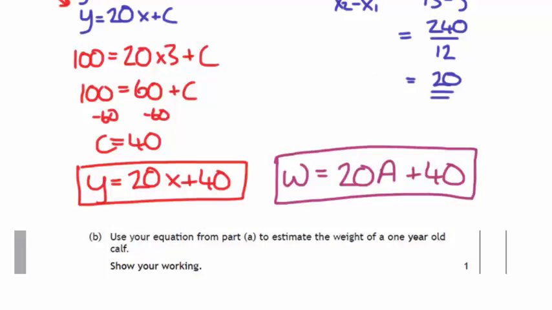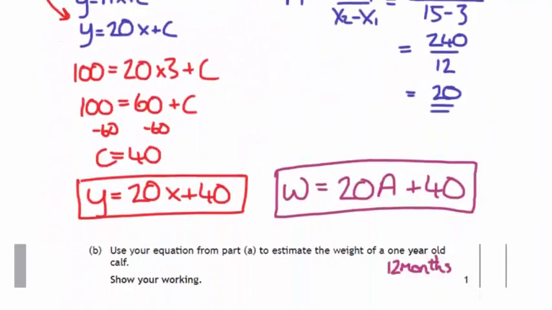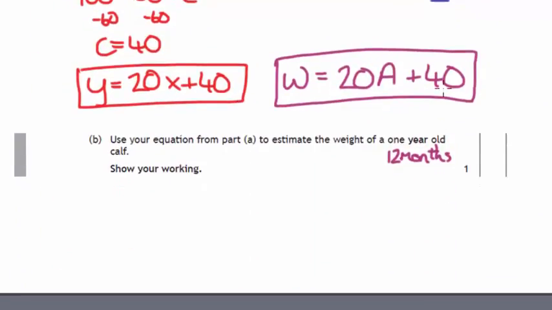The last wee bit of this is to use the equation to work out the weight for 1 year olds. If it's 1 year old, remember that's going to be 12 months. So weight equals 20 times 12 plus 40.